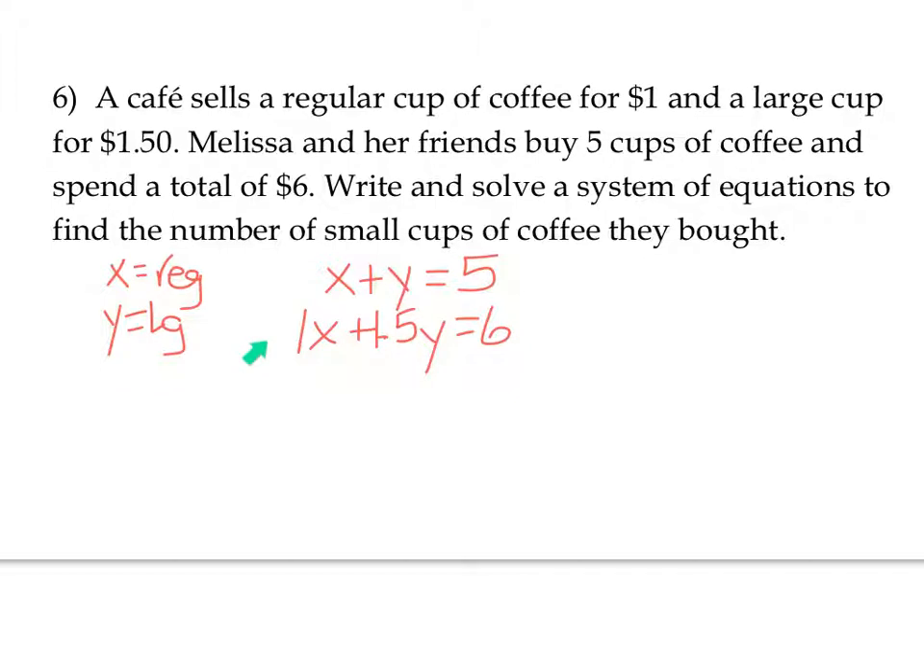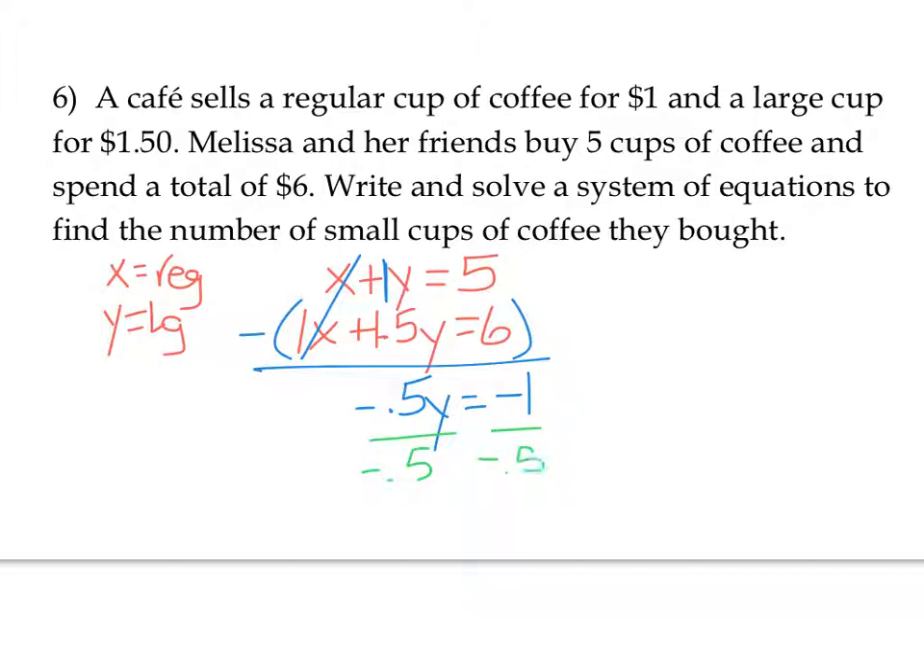So one's the number of cups of coffee, one's the amount of money spent on the cups of coffee. Now if I want to solve this, I could use elimination or substitution. I could solve down here for x pretty easily, or I could use elimination. It's kind of up to you. I'm going to show it with elimination. Okay? If I subtract this equation, x minus x cancels out. Now I have a 1 in front of this y. 1 minus 1.5 is negative 0.5y equals 5 minus 6, which is negative 1. If I divide both sides by negative 0.5, okay, that's y equals 2.